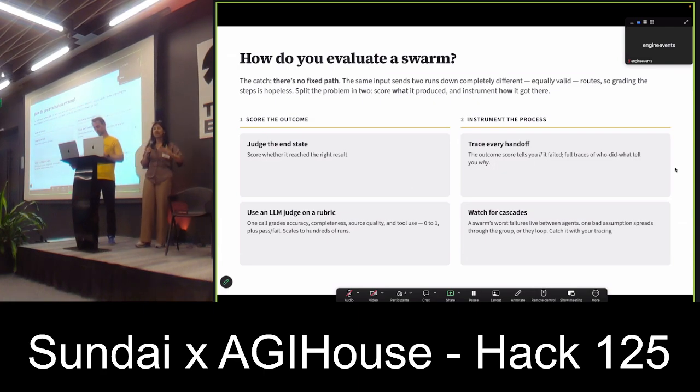The trick is to really split evaluation into two separate jobs. One being scoring the ultimate outcome. Did it get the right result? Was something hallucinated towards the end? And then two is also using an LLM judge against some kind of rubric with a bunch of heuristics that you define yourself. And then on the other side is actually instrumenting this process. You can't really improve what you can't actually see and visualize. So being able to trace each handoff, as well as trace each sub-agent to note behaviors, catch failures, and ultimately iterate on your multi-agent system is really crucial.